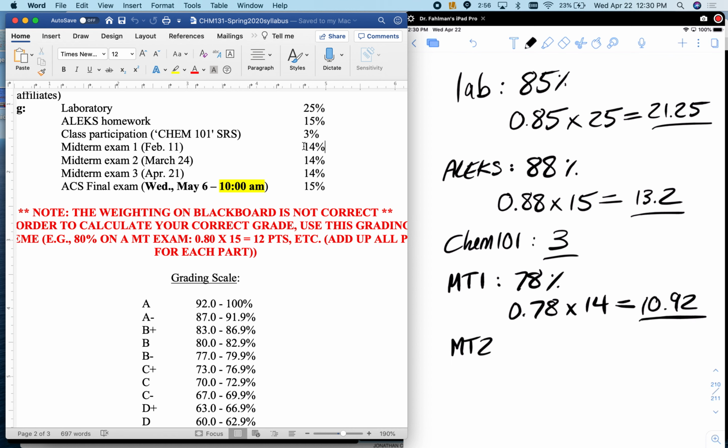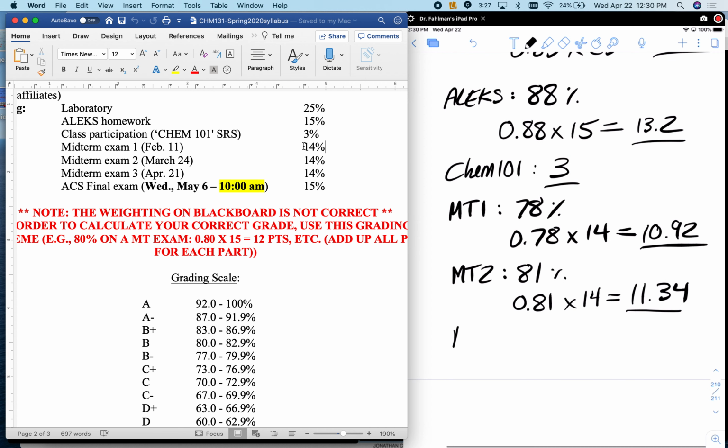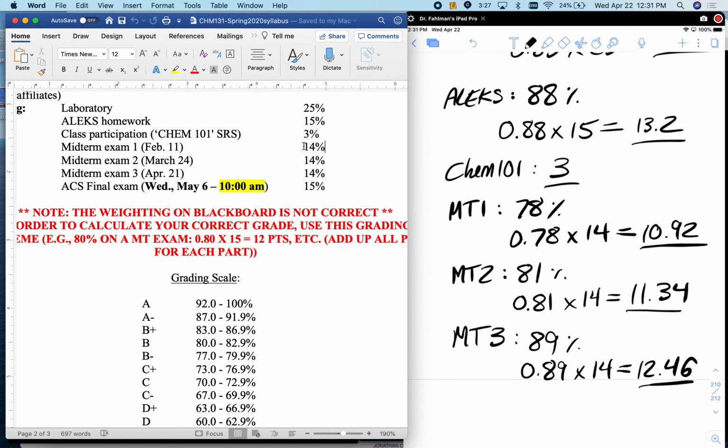Okay, and then midterm 2, let's say you had 81%. So that's 0.81 times 14, which is 11.34. And then the midterm 3 that we just had, let's say you kick butt and got 89%. So 0.89 times 14. So that's 12.46. Okay, so now we've got all the different components except the final that we haven't taken yet. So everything is going to be out of 85, right? Because you still have 15 that's unaccounted for.